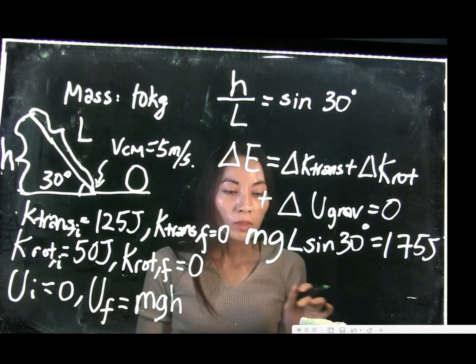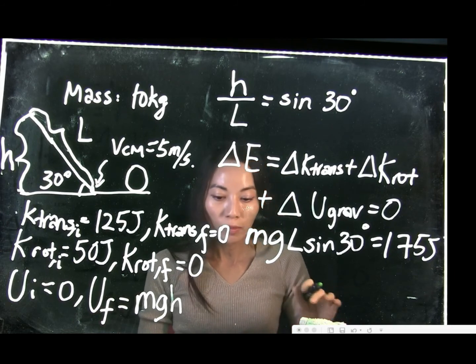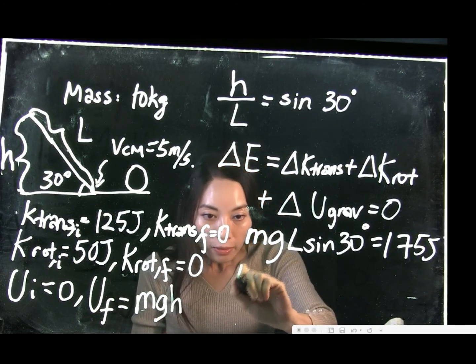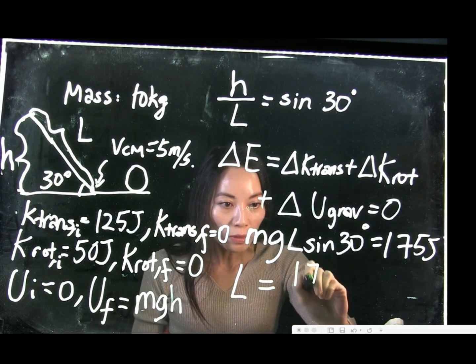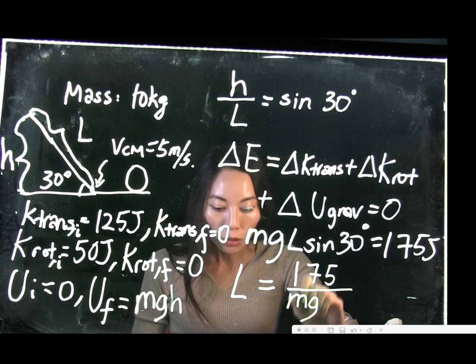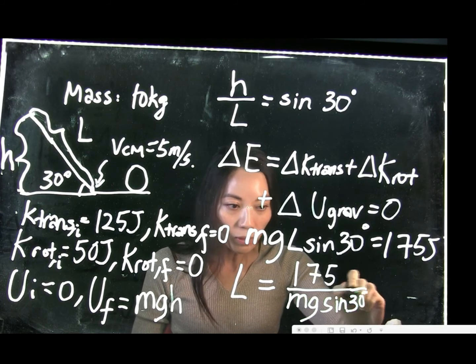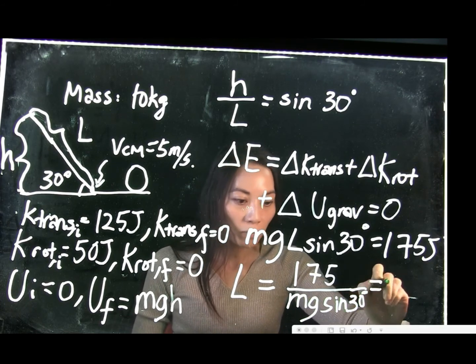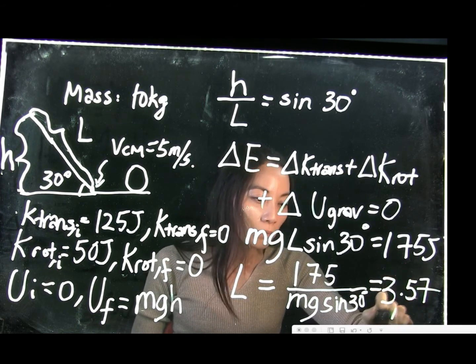Since m times g times L sine 30 is equal to 175 joules, therefore the length up the slope is equal to 175 divided by the mass times g times sine 30 degrees, and that gives us a final value of 3.57 meters.